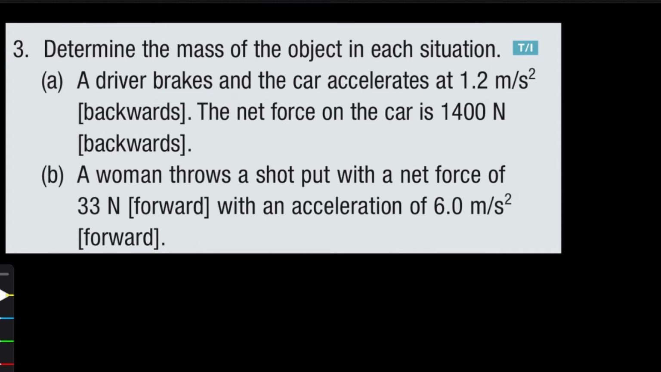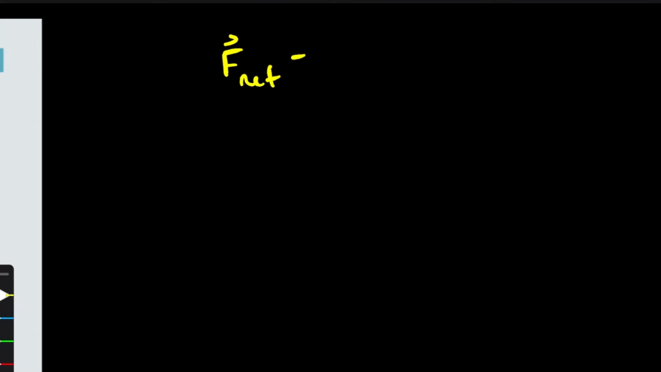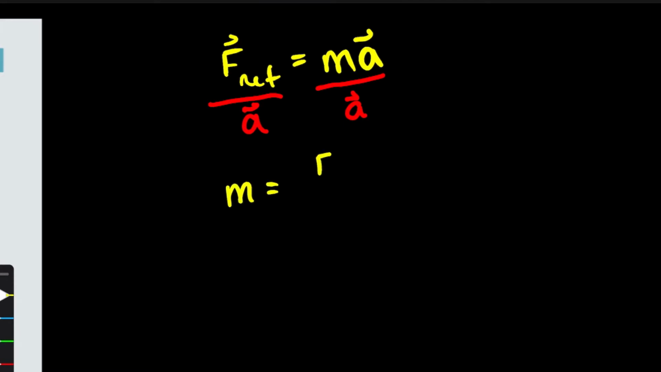Let's start off with the first main equation of Newton's second law. The net force acting on an object equals the mass times its acceleration. So if they're asking us to find the mass, we can divide both sides of the equation by acceleration. So the mass of the object is the net force divided by the acceleration. But there's a bit of a problem here. We have a vector divided by a vector, and this is actually not allowed.